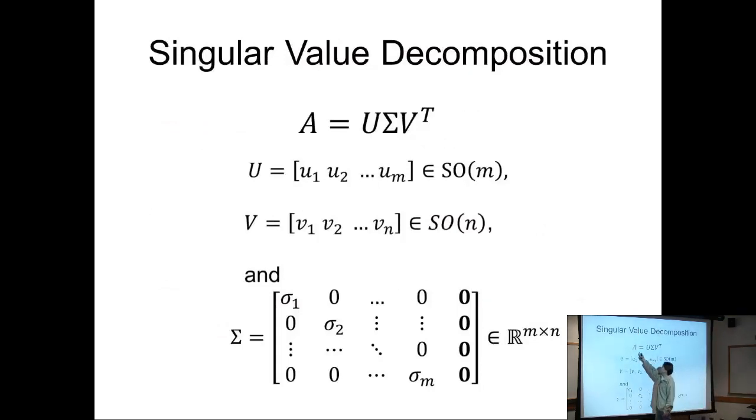Given a matrix A, we can decompose it into U, the left singular vectors, sigma, a diagonal matrix whose diagonal elements are the singular values, and then V transpose, where the columns of V are the right singular vectors. It's worth noting that U and V are both orthogonal matrices of the appropriate dimensions.